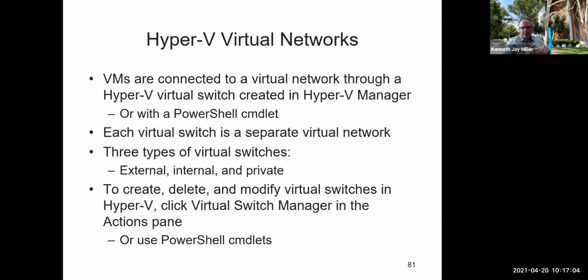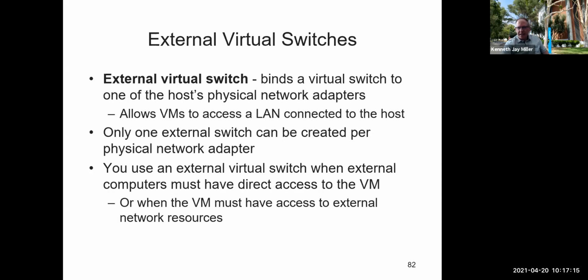Now to create, delete, or modify virtual switches, you use the virtual switch manager, which is in the action pane, or you use PowerShell. An external switch binds a virtual switch to a physical network adapter. Only one external switch can be created per physical network adapter. You can use an external virtual switch when external computers must have access to the VM, or when the VM must have access to external resources. So if we have an external switch, it's like plugging it into the same network that our host machine is on, all right?